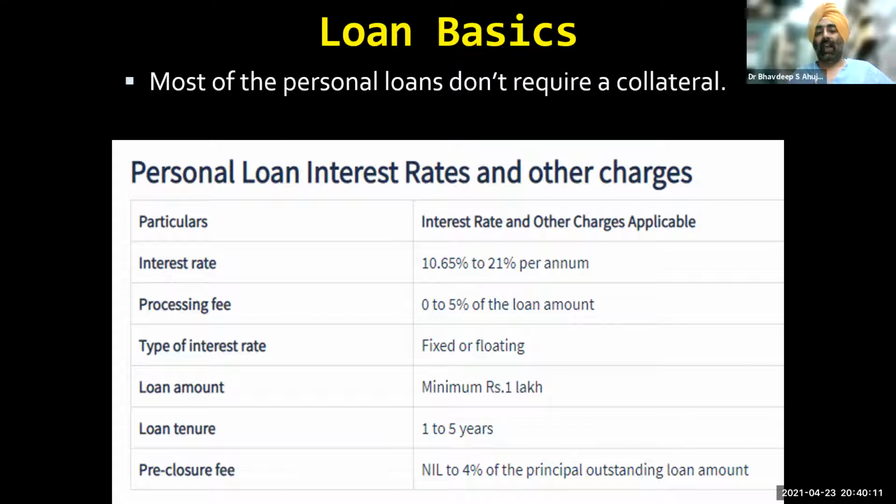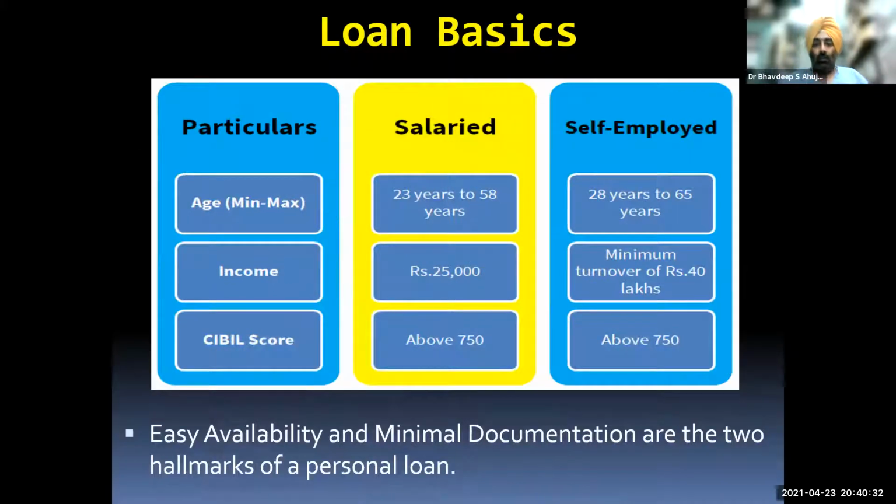The type of interest rate can be both fixed or floating, depending. Loan amount minimum usually is 1 lakh, and the loan tenure is usually a minimum of 1 to 5 years. The pre-closure charge averages 2 to 3%, can be 0 to 4 as well. Again, this also can be 0%. The pre-closure, or foreclosure, or prepayment charges, as we can say in different ways.